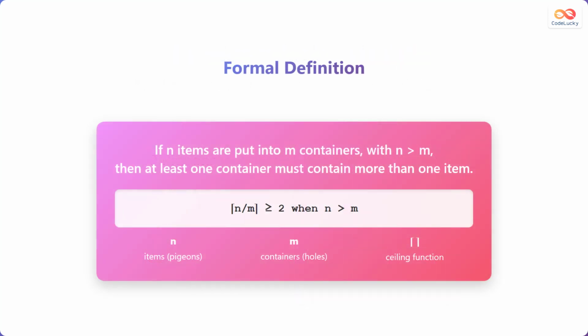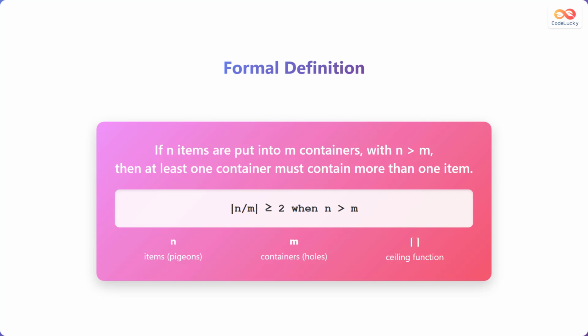Here is the formal definition. If n items are put into m containers with n greater than m, then at least one container must contain more than one item. Using mathematical notation, we can represent this as the ceiling of n divided by m is greater than or equal to 2, when n is greater than m.